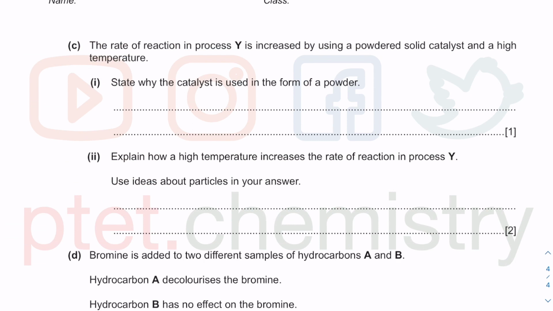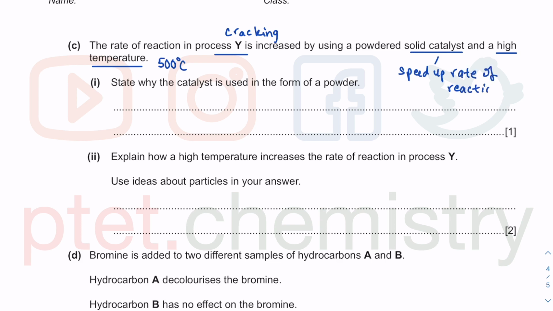Part C, the rate of reaction in process Y. This is cracking. As mentioned, you do it at a very high temperature, 500 degrees Celsius, and you have a catalyst to speed up the rate of reaction, without itself chemically changing at the end of reaction, as stated in the rate of reaction topic.